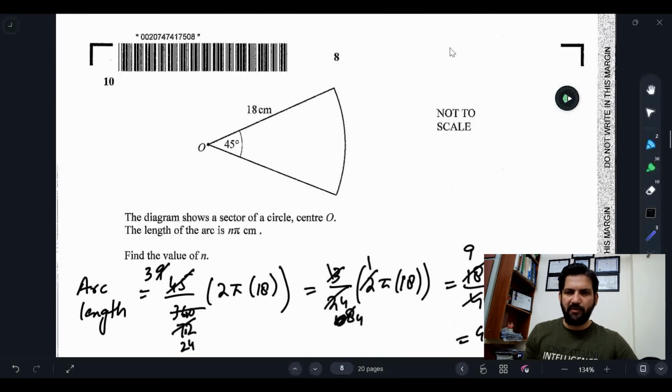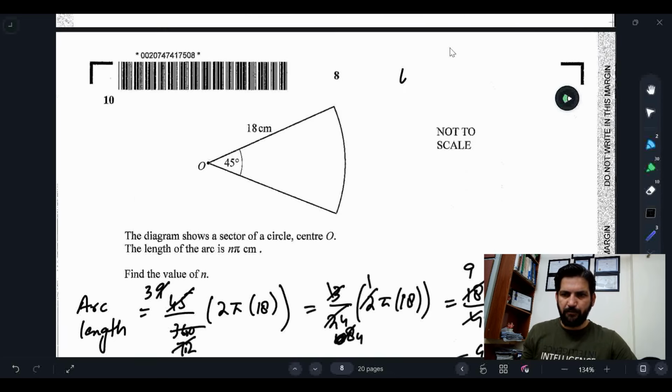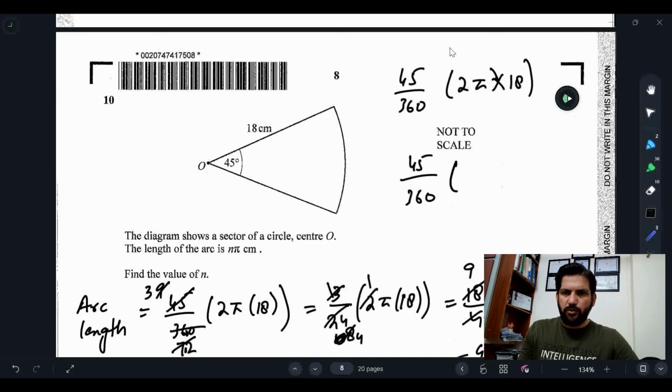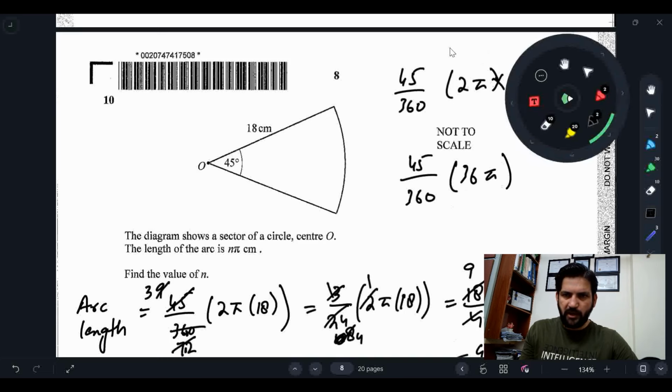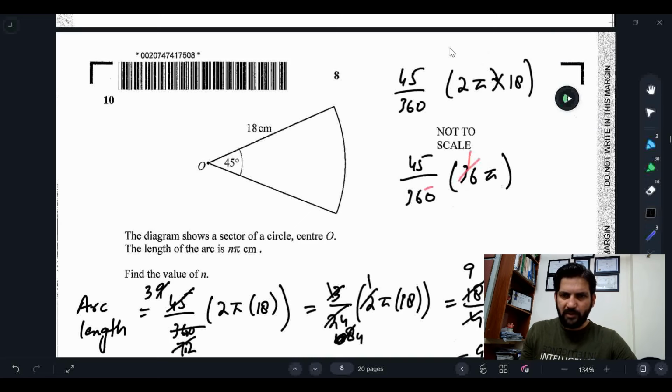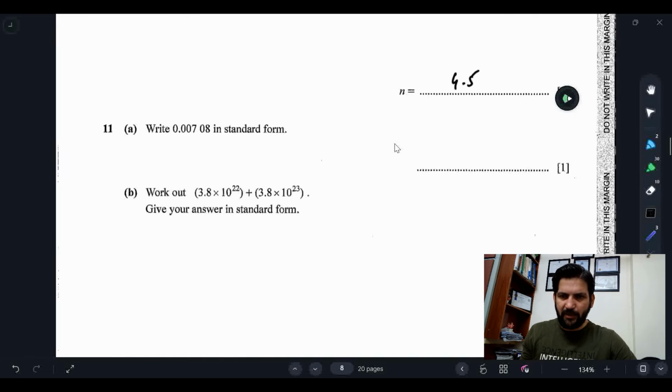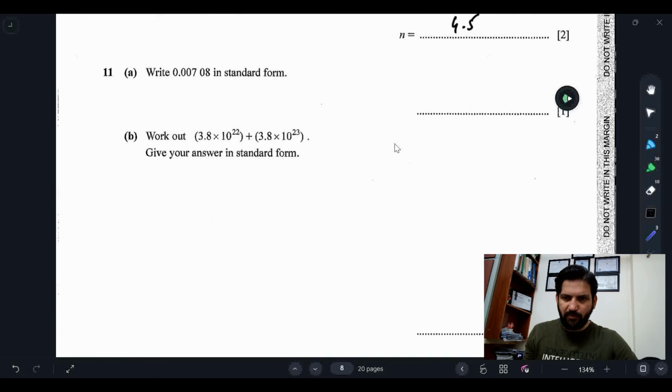And finally, if we compare it with n pi, n will be equal to 4.5. There is another way that we can use the same formula: 45 by 360 degrees into 2 pi into 18. So basically this will be 45 by 360 into 36 pi. Now we can simplify these two, like 36 ones are 36, 36 tens are 360. So 45 by 10 pi, which means 4.5 pi. This will be the answer. Now it's up to you, but you can solve it without using the calculator.